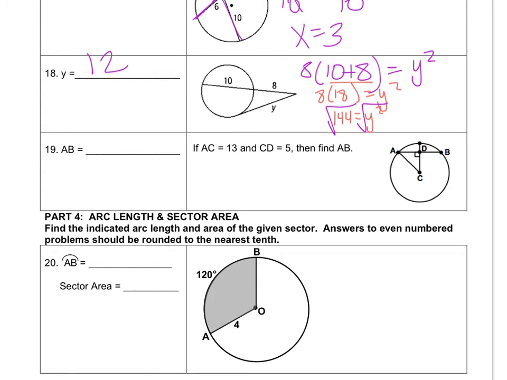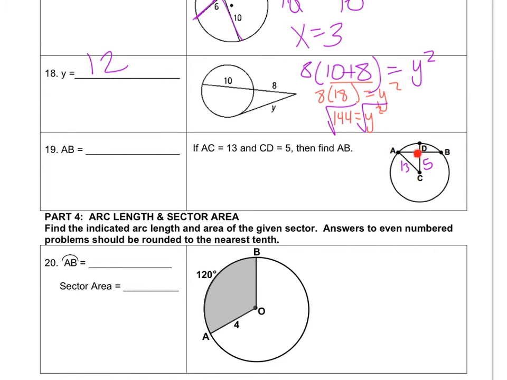Okay, on number 19, you have another circle, and it says if AC is 13 and CD is 5, then find A to B. So let's label our picture. If AC is 13 and C to D is 5, then I'm looking for A to B. I'm looking for this whole length. Well, if you look right here, you have a right triangle. Pythagorean theorem is going to play a lot in this unit.